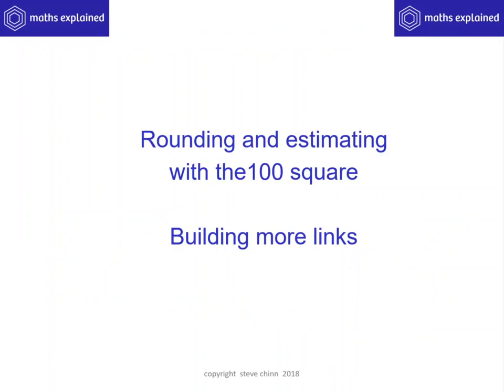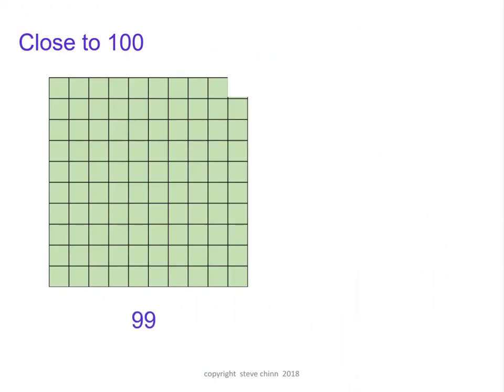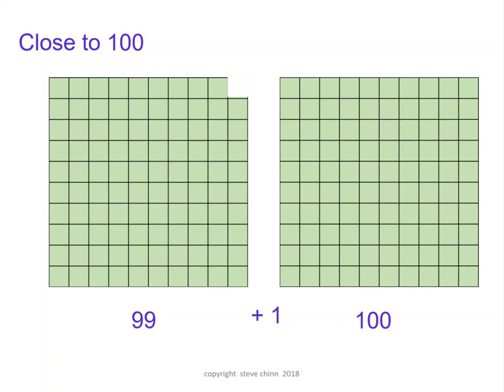Couple of more images now. The 100 square, very important, and I want to build some more links. So let me just show you numbers that are close to 100, or a number. 99 is very close to 100. In fact, we only need to add 1 to get to our 100, that 1 in the top right hand corner of the 99. So very, very close. But this 100 square, very closely linked to percentages. And I'll give you another link in a moment.